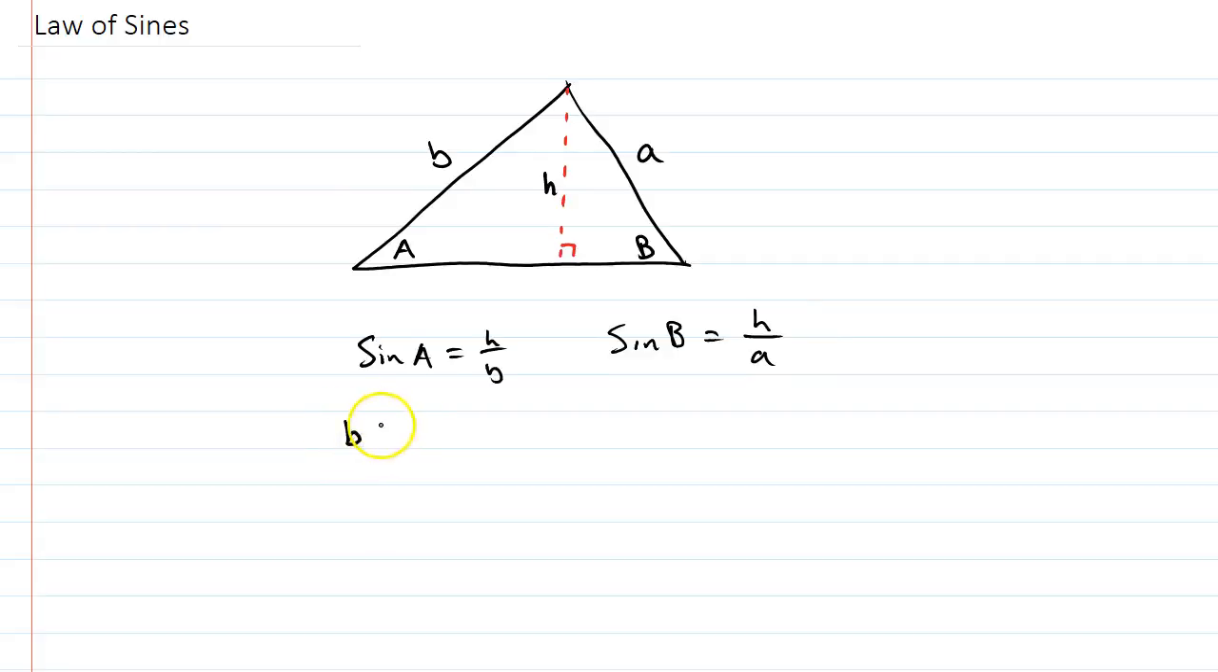Now I can rewrite these. I multiply by b on both sides, I get this. On the right side, same thing. And there, I have two things that are equal to h. So I can set them equal to each other.